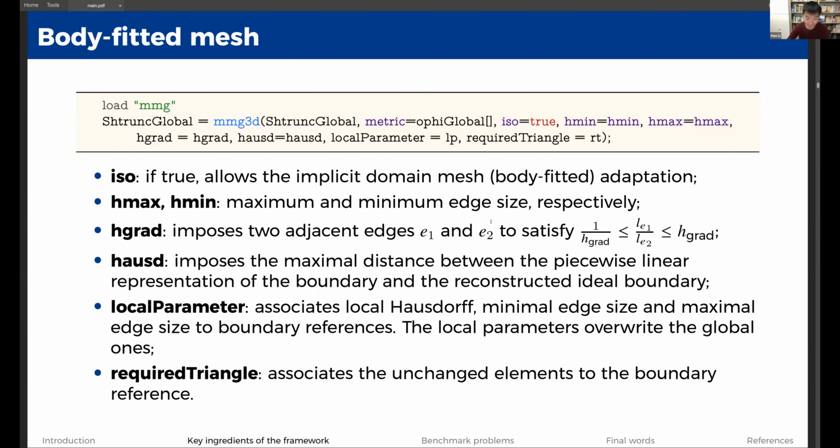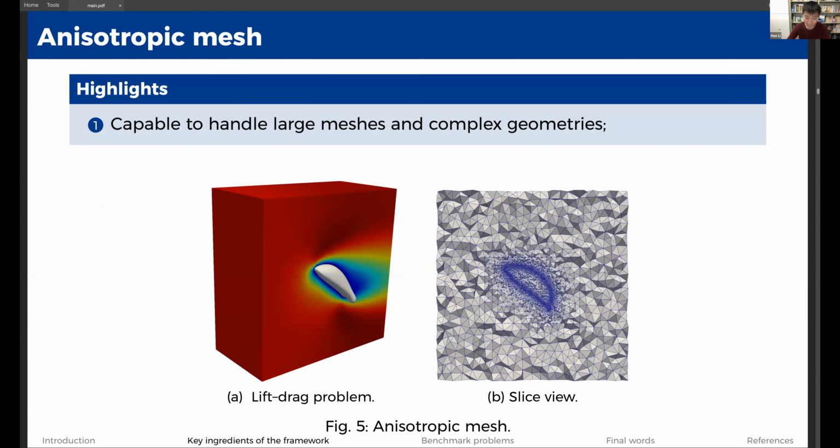For the moment, we rely on the sequential version of MMG 2D and MMG 3D. MMG 3D is interfaced in FreeFEM thanks to PL's great effort. So we are able to call MMG within one single line of script, and we can tune many parameters like this to control the mesh size, gradients, and so on. And also we can use the anisotropic mesh in our framework.